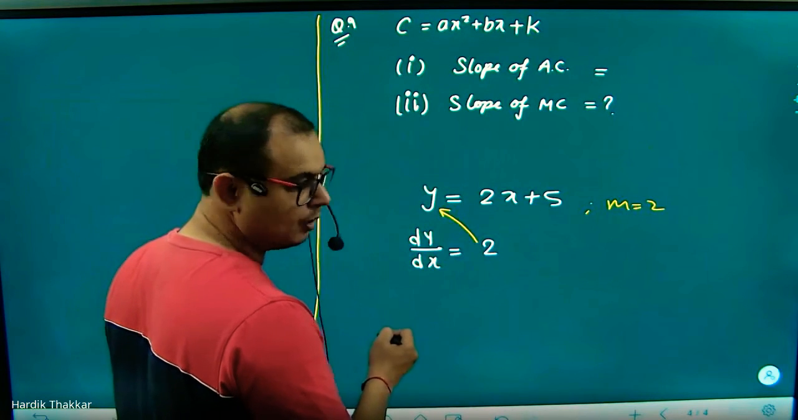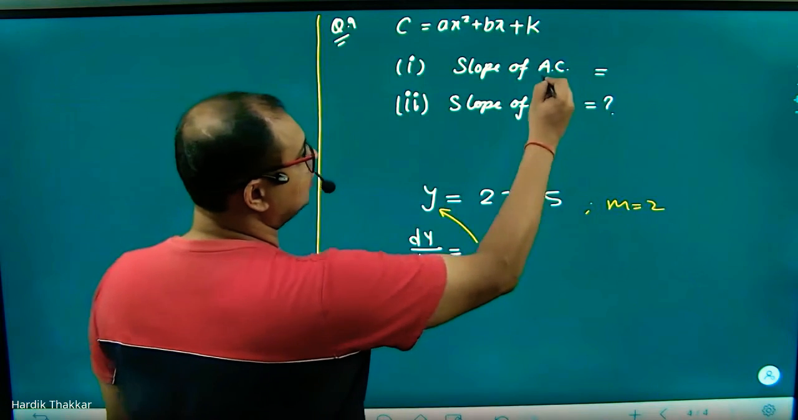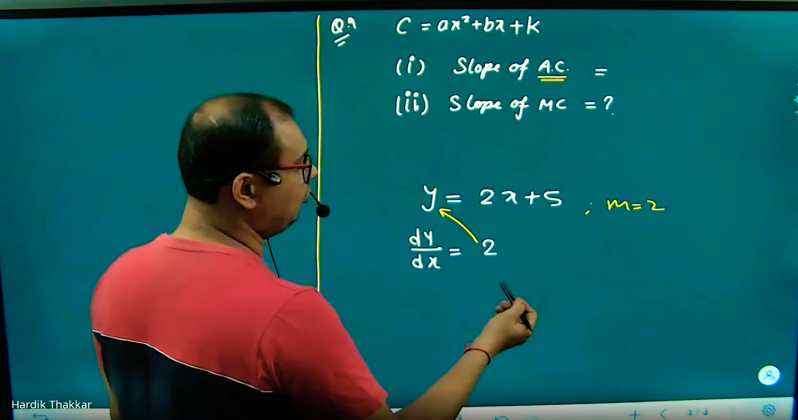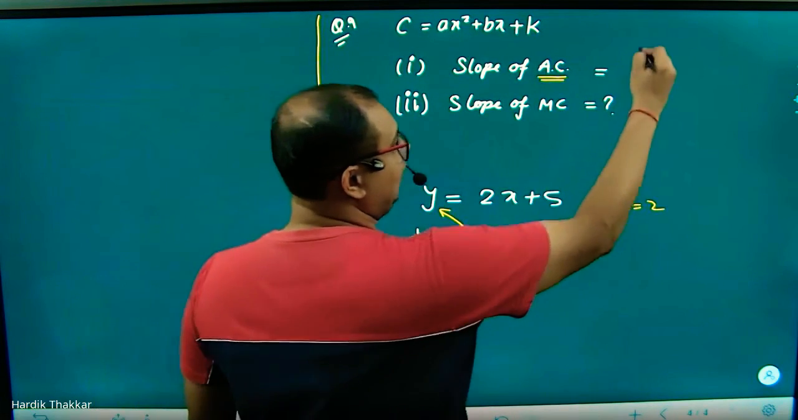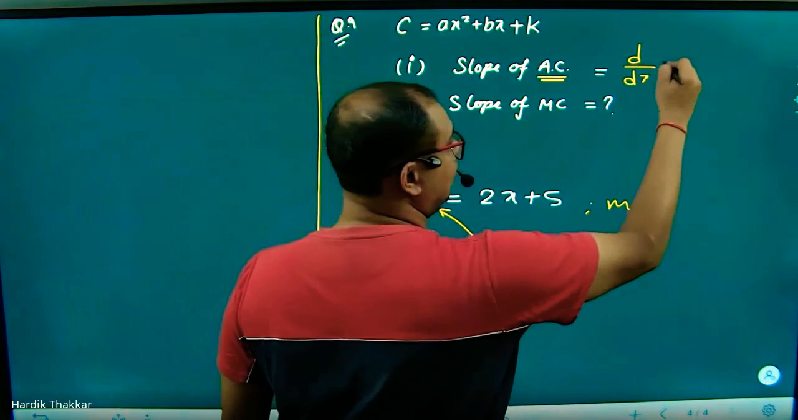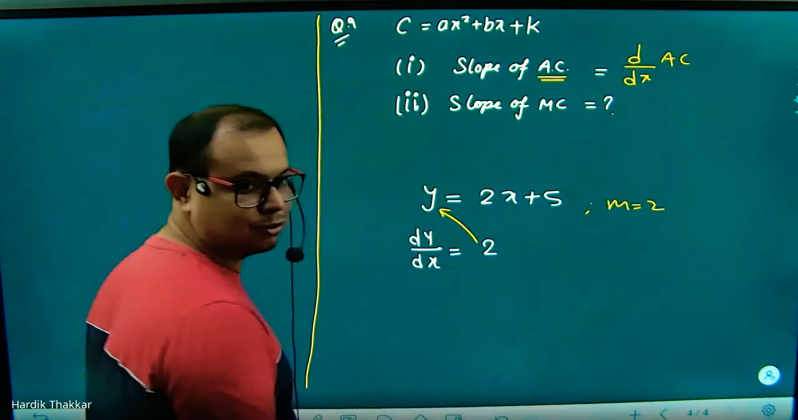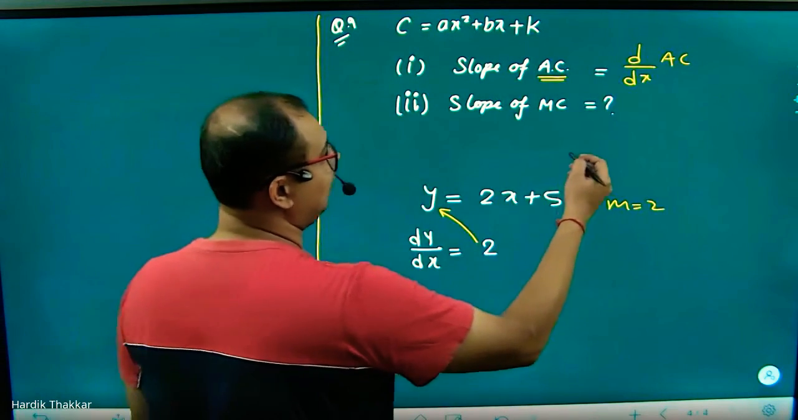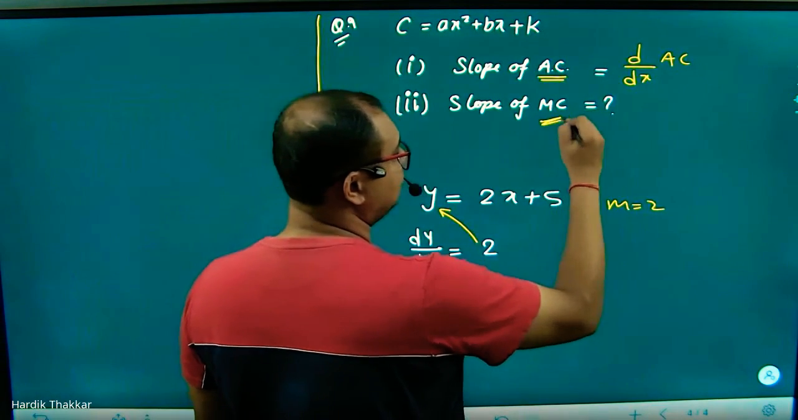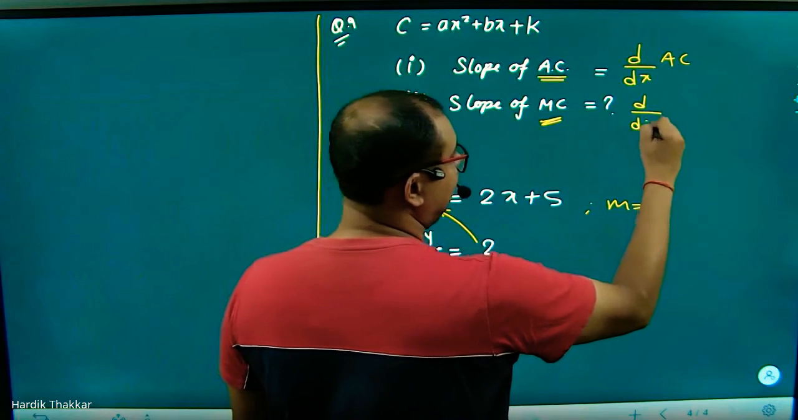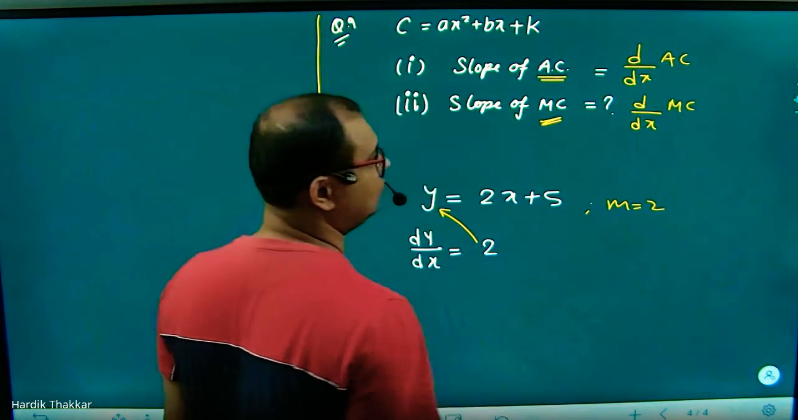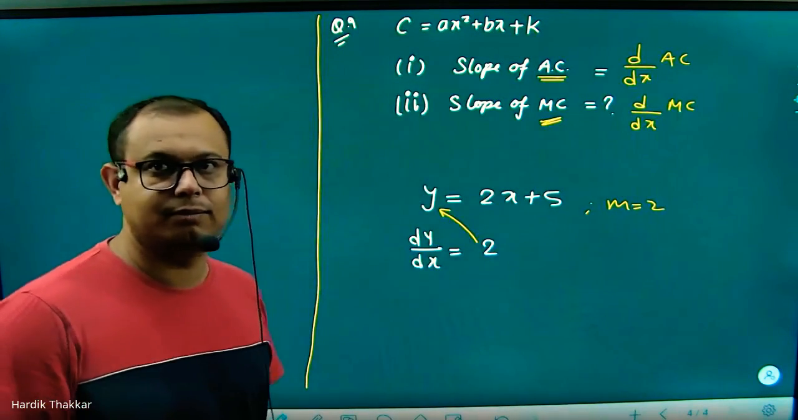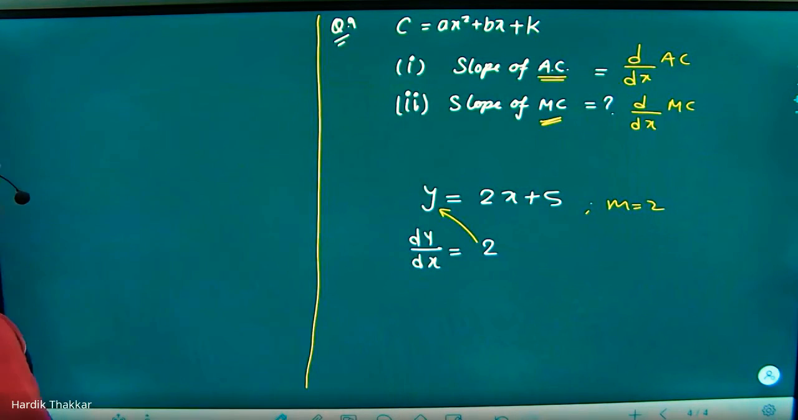Okay. Now similarly we have to find the slope of AC. So how do we get the slope of AC? We have to find d by dx of AC. Clear? So it will give you the slope of AC. Correct? Similarly, for the second part, we have to calculate the slope of MC. So d by dx of MC. That's it. Clear, Chevy? Okay. Naina, clear na?